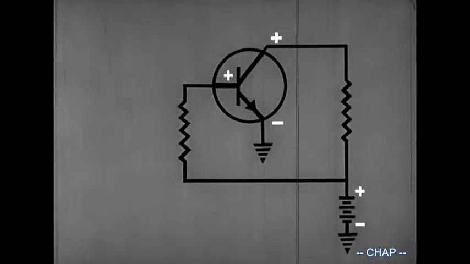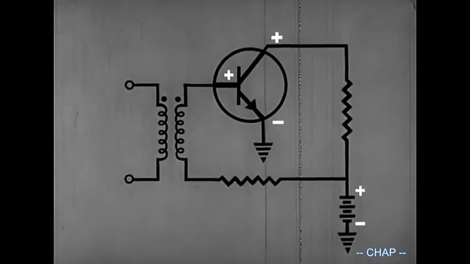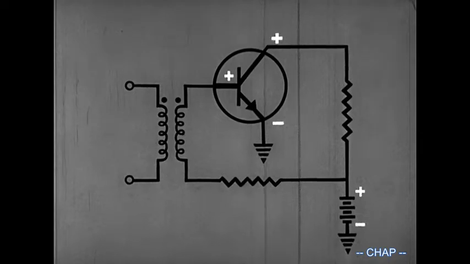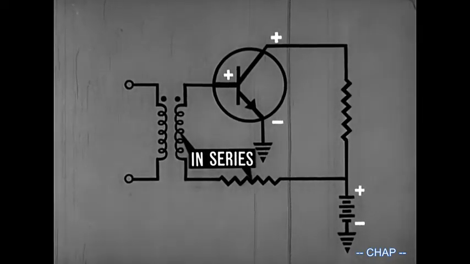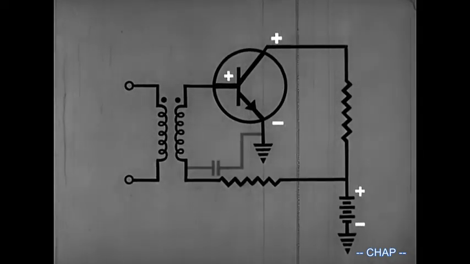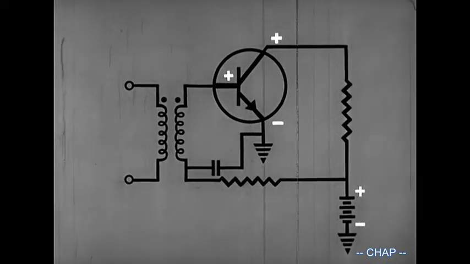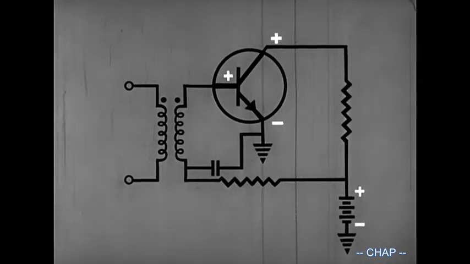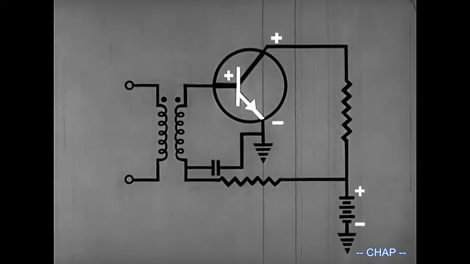A second method of applying an input signal is via a transformer. Note that the secondary of the transformer is placed in series with a base current limiting resistor. A capacitor ensures that no signal voltage is developed across the base limiting resistor, but instead is directly applied between base and emitter.